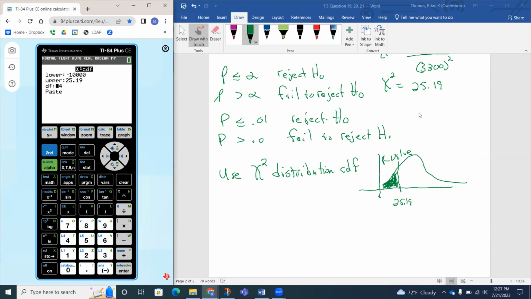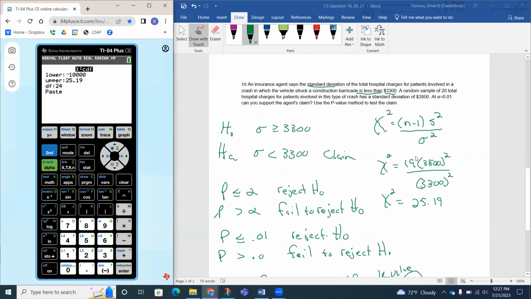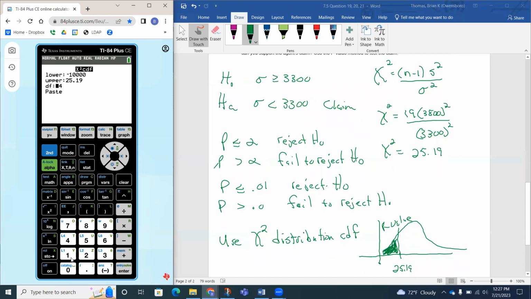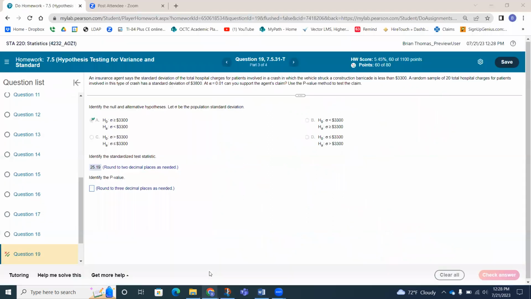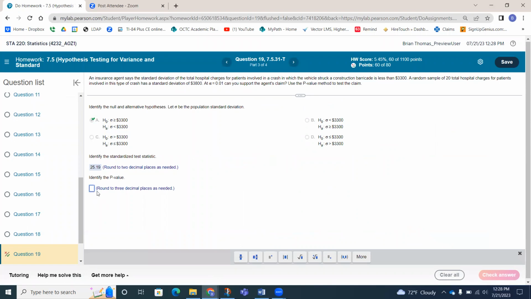And for the degrees of freedom, notice how we had a sample size of 20 up here, so the degrees of freedom was 19. If we put a 19 in there, this will determine the area of the curve, which is going to be our p-value. If we round that to 3 decimal places, we're going to get 0.846. So we're picking up on 0.846 as our test statistic, I'm sorry, as our p-value. So p is approximately 0.846. If I go to my homework and type in 0.846, that should give us the answer there.